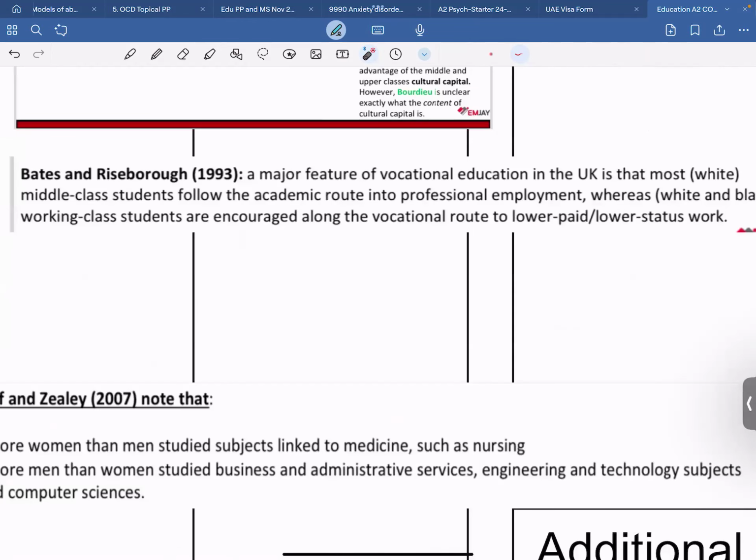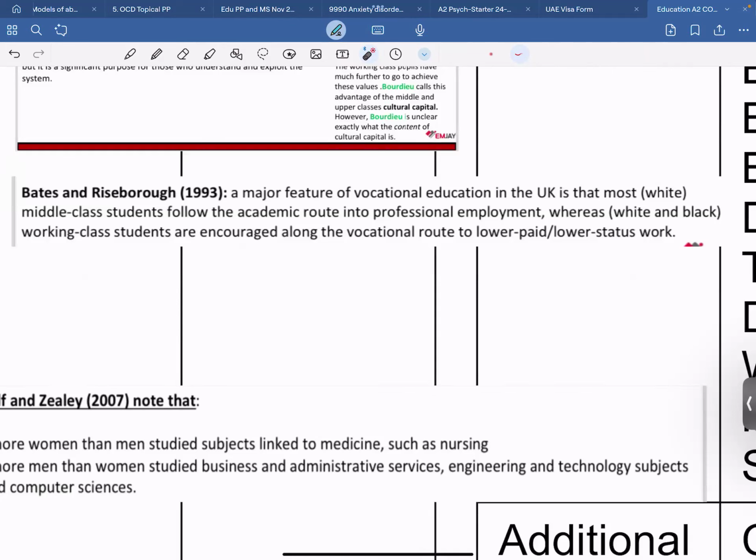According to Bates and Riceborough, a major feature of vocational education in the UK is that most, that is white middle class students, follow the academic route into professional employment, whereas white and black working class students are encouraged along the vocational route to lower paid, lower status work. So again, Bates and Riceborough, you could use this reference over here as well. I believe this is mentioned. Okay, yeah, so you have this reference over here as well.